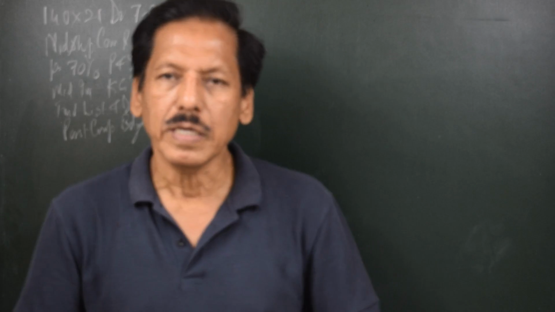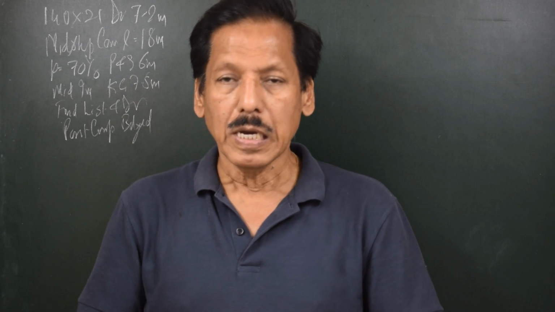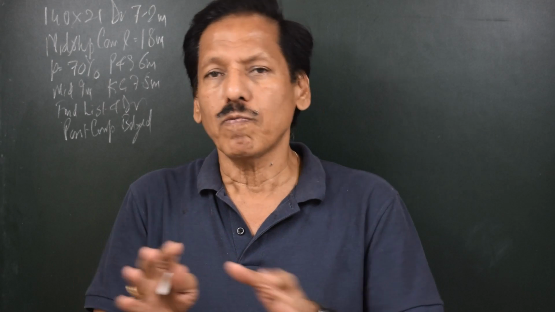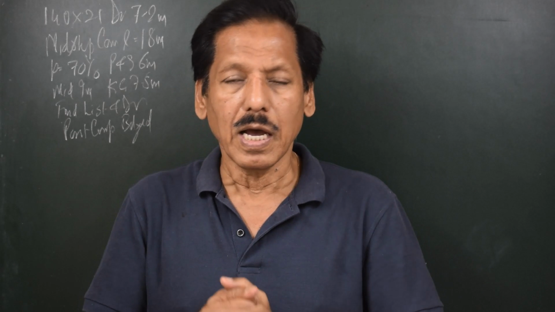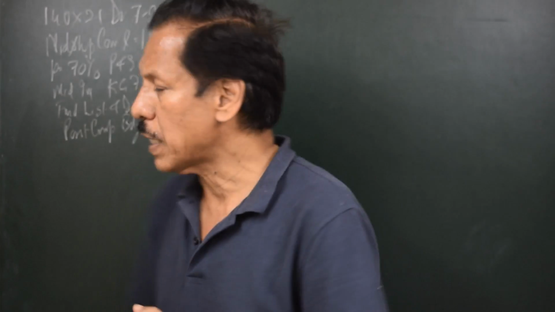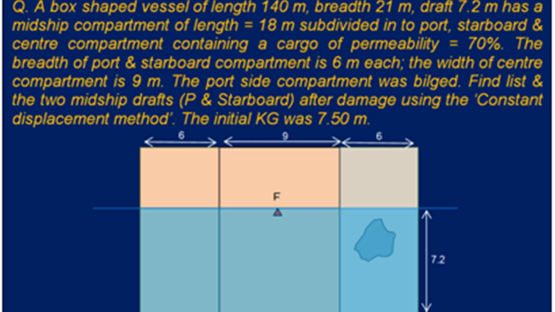This is Captain Chaudhari in my series of videos on basic ship stability calculation under the topic of bilging. I want to do now a bilging calculation involving the list, where one of the side compartments gets bilged on a box vessel, and we will find out the list. I've taken this question from my book on ship stability.